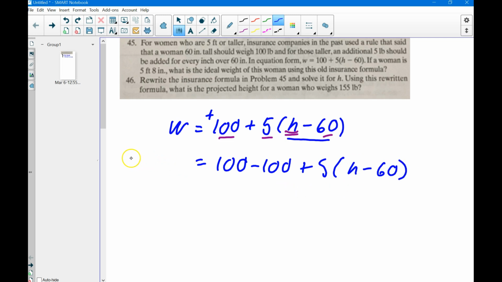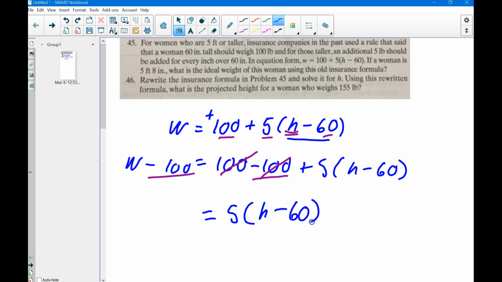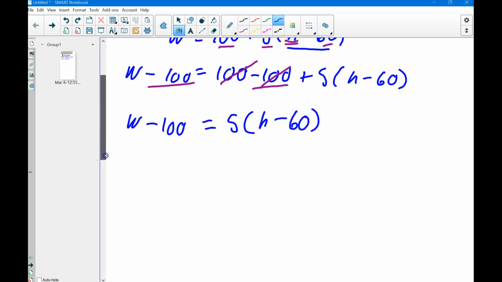On the other side, to keep things balanced, I have to do the same thing, because algebra doesn't care about right or wrong, it just cares about things being equal. So if I subtract 100 on this side, I have to subtract 100 on that side. The hundreds go away to 0, and I'm left with 5 outside of H minus 60. And on this side I have W minus 100.